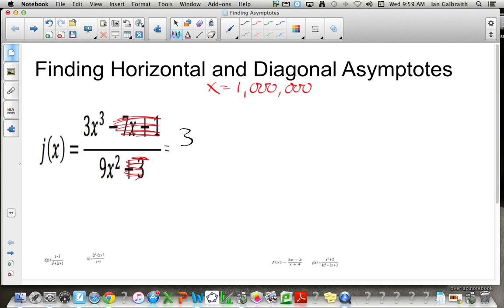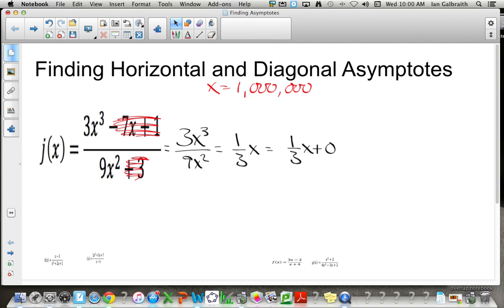This thing simplifies to 3x cubed over 9x squared. This simplifies to 1/3 x. Or if you want to think about it in terms of a line, 1/3 x plus 0. A slope of 1/3, a y-intercept of 0.